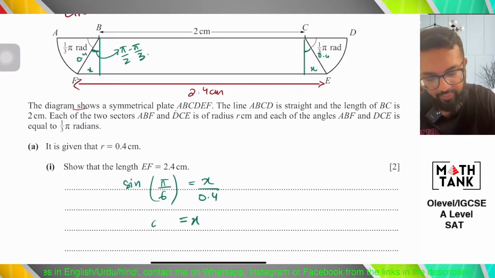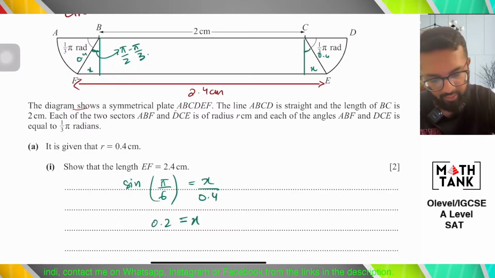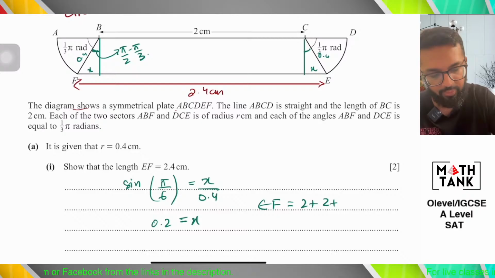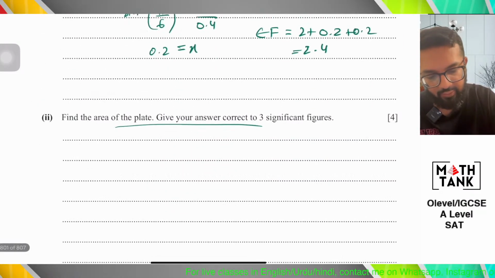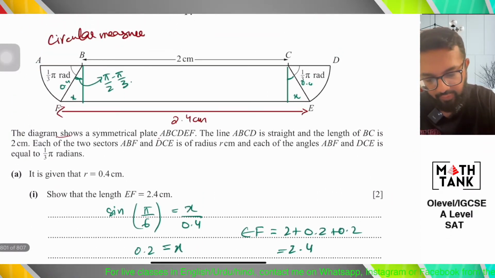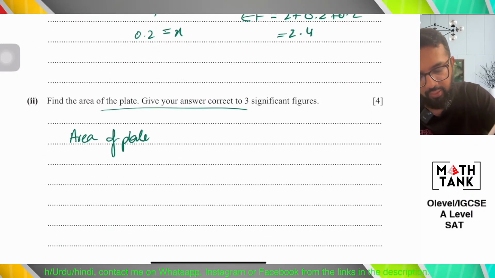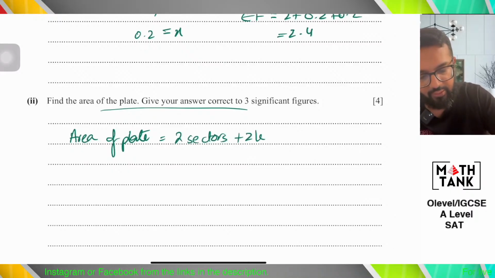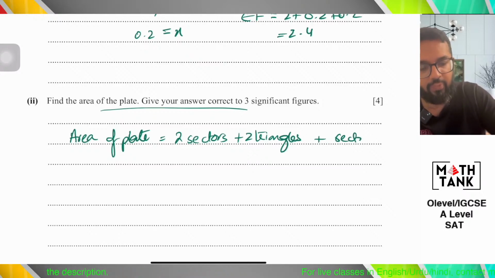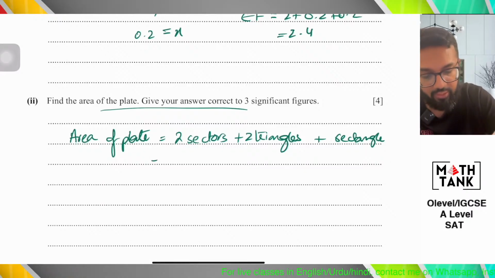Okay, so x is 0.2 then, and I can say that EF equals 2 plus 0.2 plus 0.2, 0.4. And find the exact area of the plate, giving an answer correct to three significant figures. The area of the plate is basically two sectors, two triangles plus one rectangle. Or I can count that as a trapezium as well if I want.